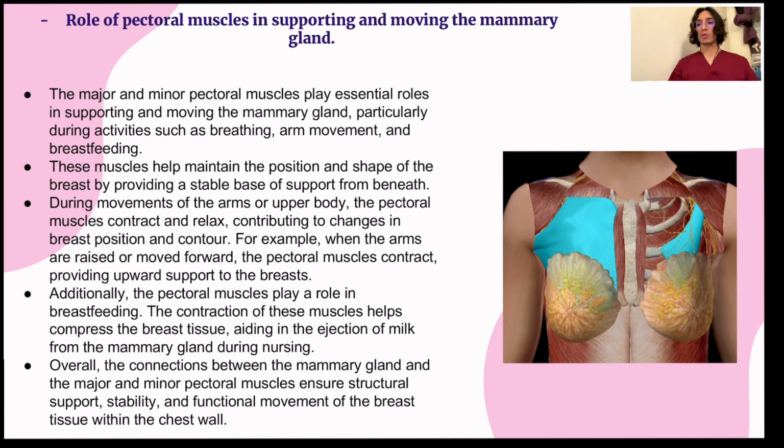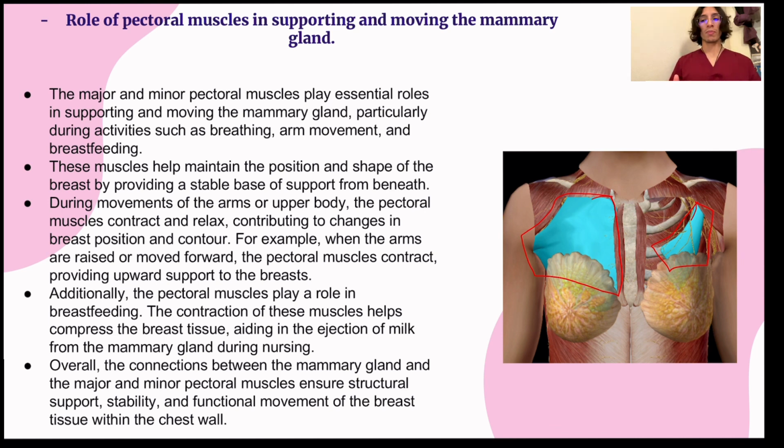The major and minor pectoral muscles. Here you can identify this is the major and here is the deeper one. These muscles, particularly during activities such as breathing, arm movement, and breastfeeding, help maintain the position and shape of the breast by providing a stable base of support from beneath. During movements of the arms or upper body, the pectoral muscles contract and relax, contributing to changes in breast position and contour.